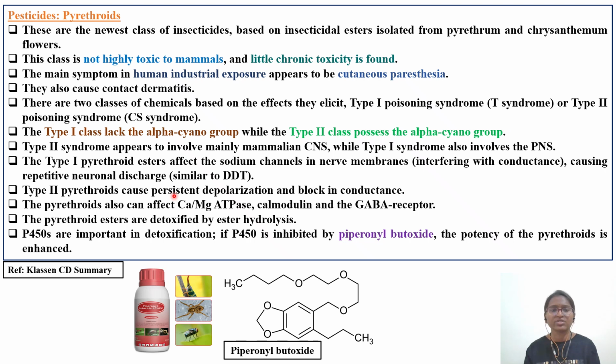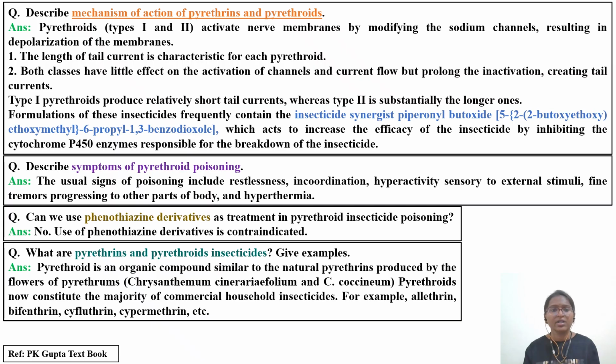Important CD summary notes are there. These are repetitive things only. We have discussed T syndrome and CS syndrome; the same points are here. In addition to this, I have kept some questions from the P.K. Gupta textbook this time. There are two to three very nice books from this particular toxicologist. For your quick revision, I have kept this one: describe the mechanism of action of pyrethrin and pyrethroid.